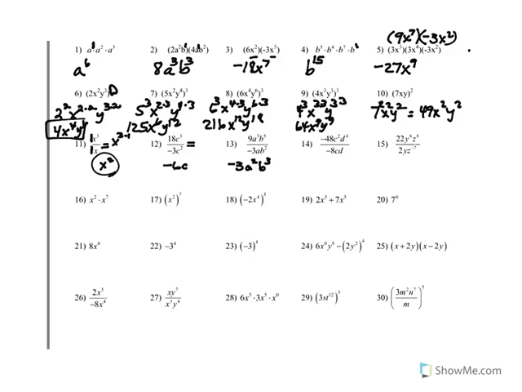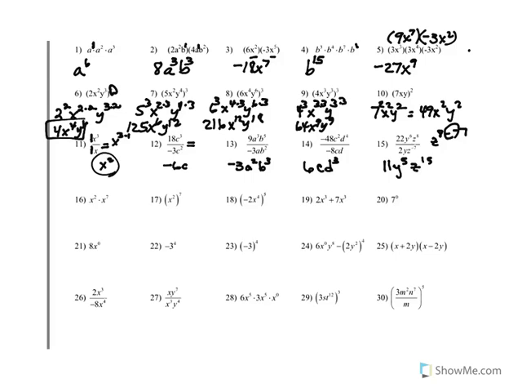14. Negative 48 divided by negative 8. 6. c squared over c. d to the 4 over d cubed. 22 over 2, 11. y to the 6 over y, y to the 5. z to the 8 over z to the negative 7. So let's look at this. It's an 8 minus a negative 7. So we have to account for that. Look at that. Double negative, which will give us z to the 15.